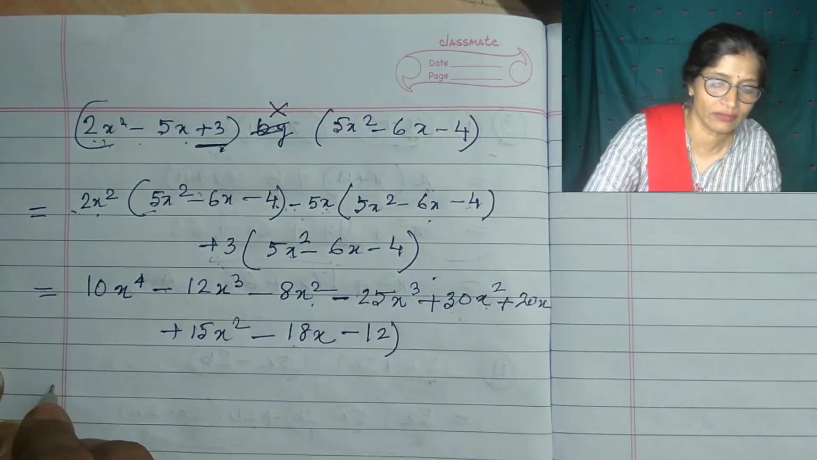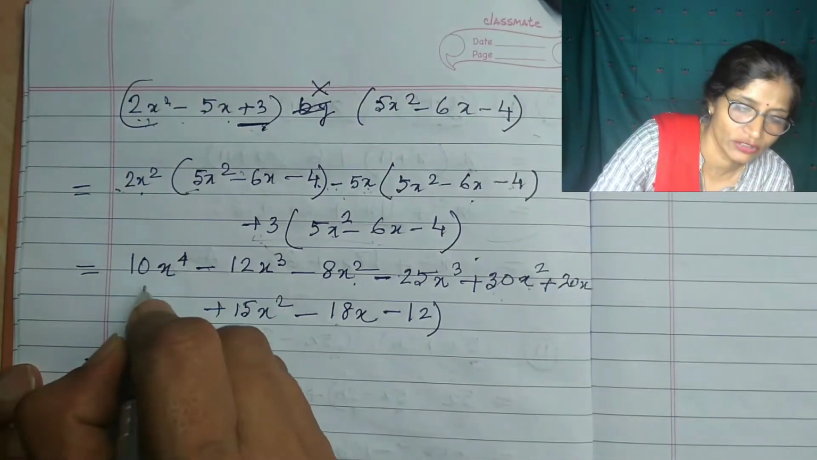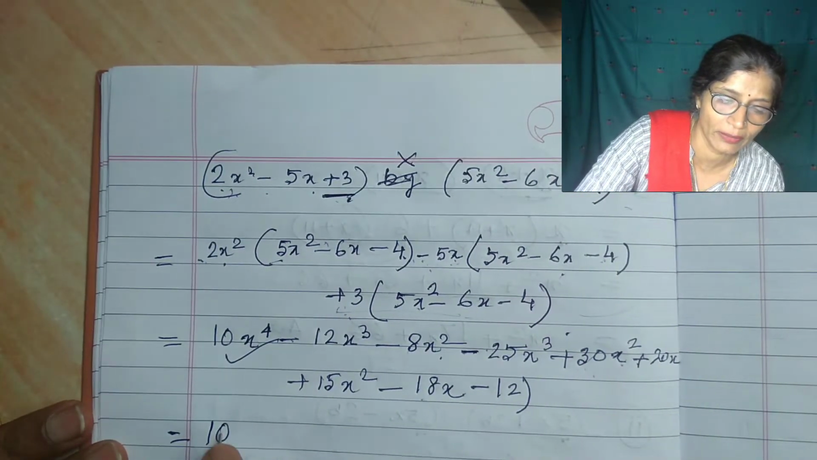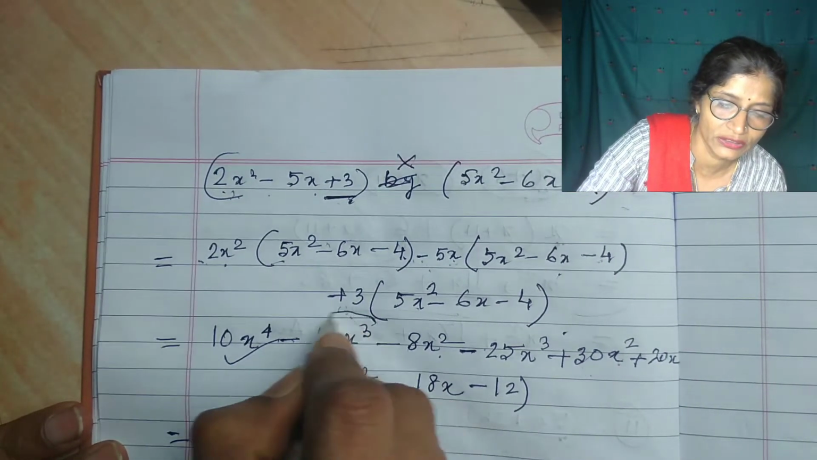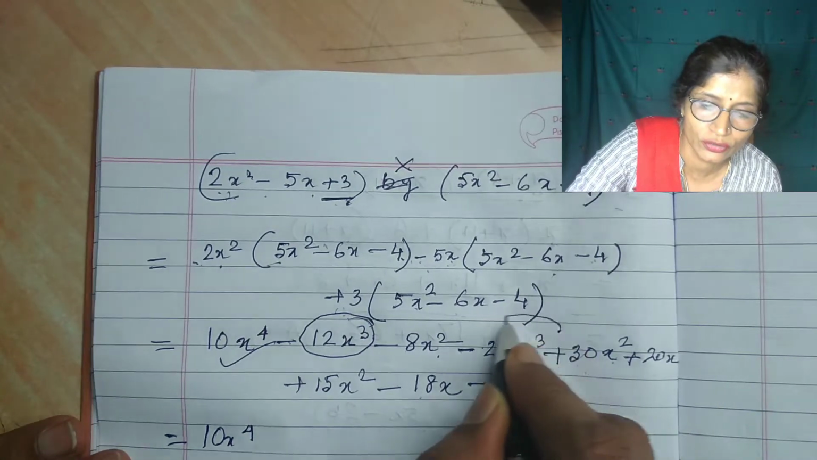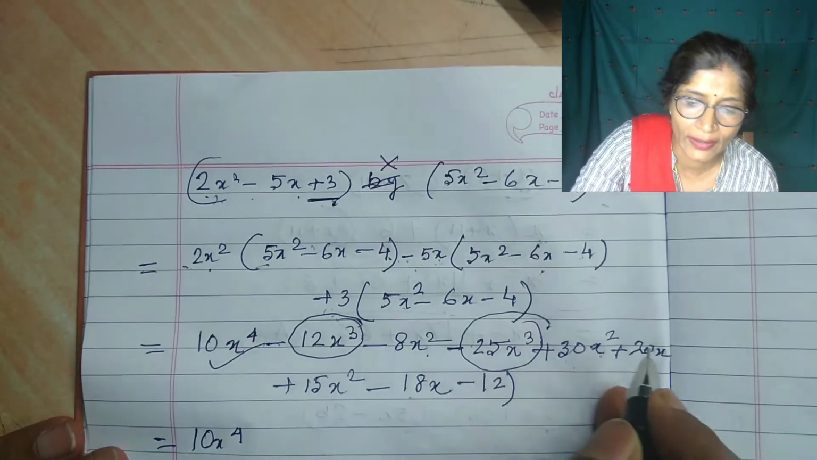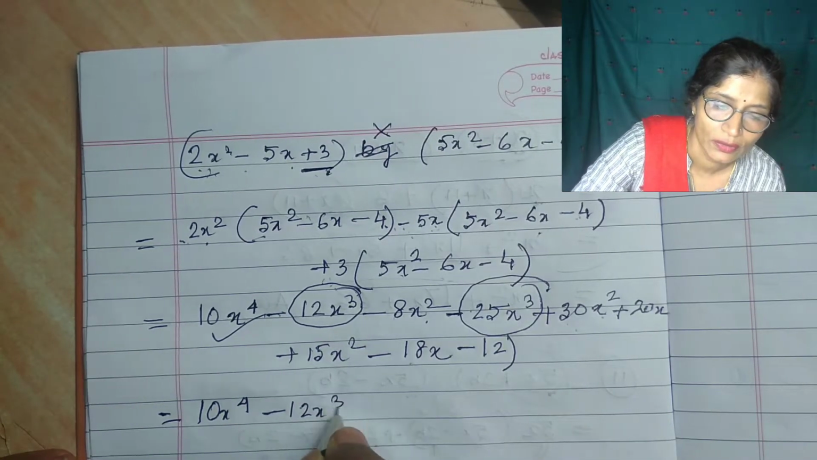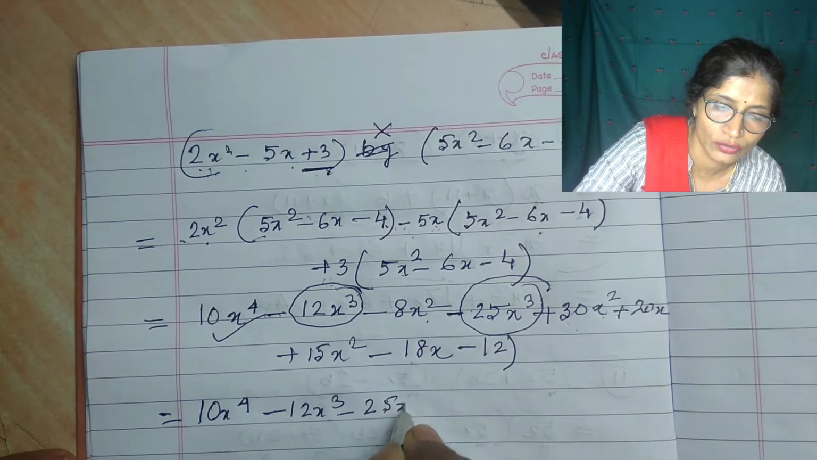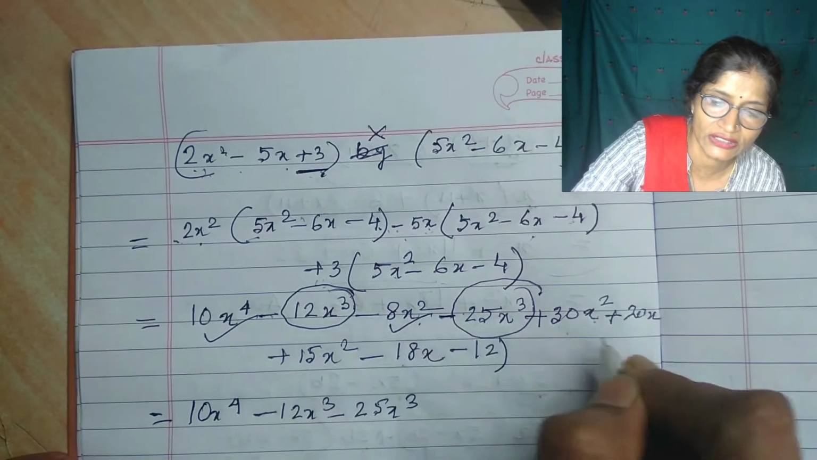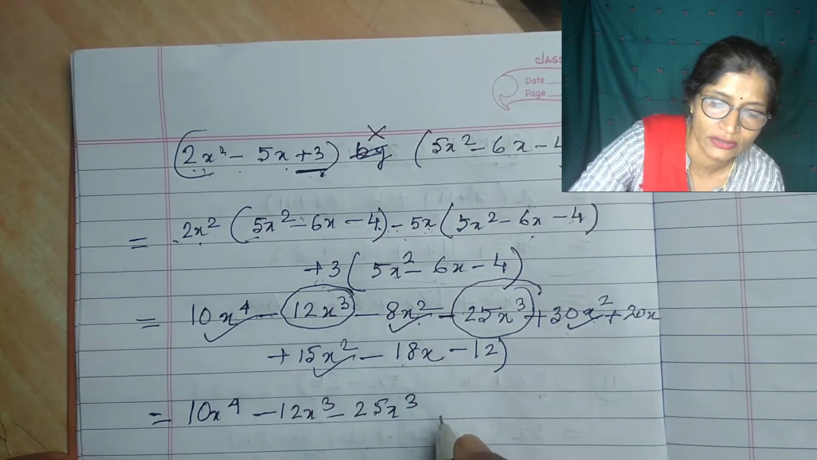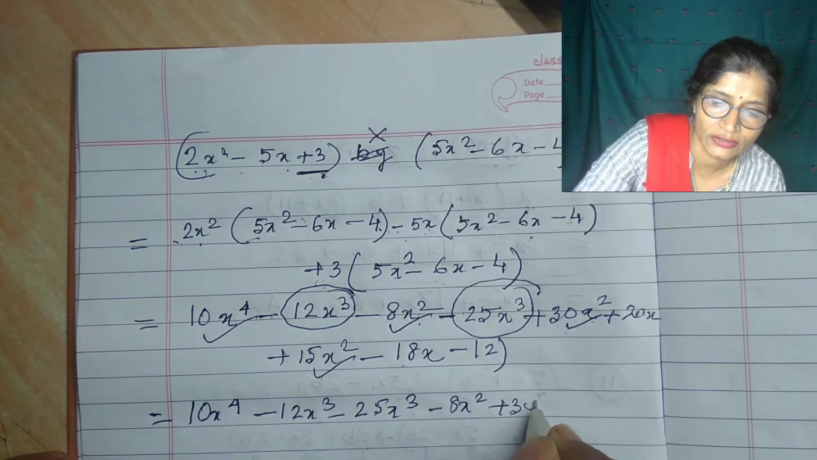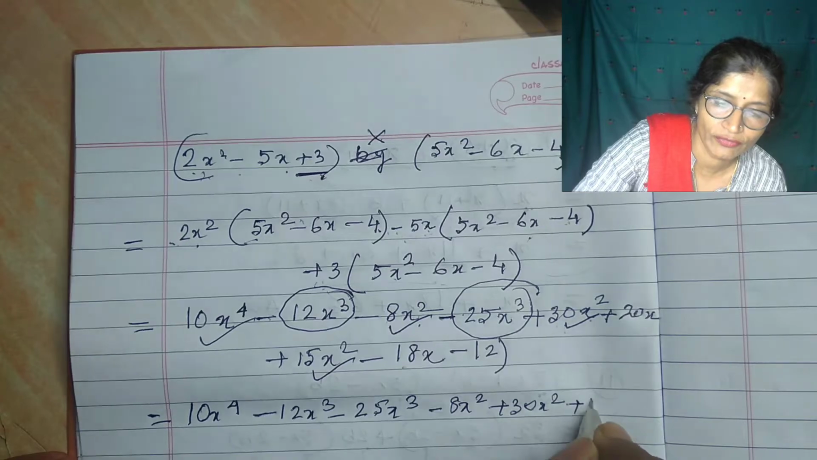Now like terms, jot down together. x to the power 4 is there, but only 1, so write it here, 10x to the power 4. Then x cube is this one, and x cube is this one. Then no more x cube. So write here minus 12x cube minus 25x cube. Then this is x square, this is x square as well as this. So write here 8x square plus 13x square plus 15x square.